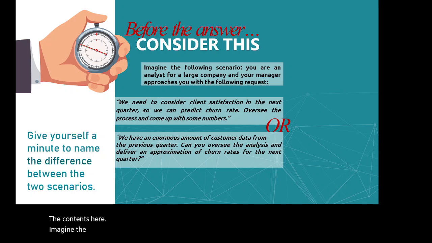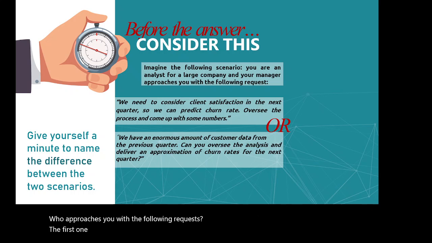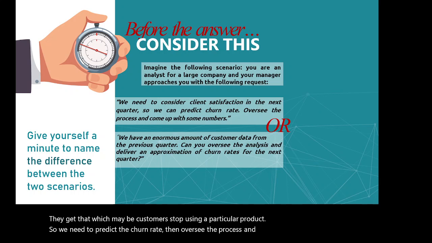Imagine the following scenario. You are an analyst for a large company, and your manager approaches you with the following requests. We have two requests there. The first one is saying that we need to consider client satisfaction in the next quarter so we can predict churn rate. A churn rate is the rate at which maybe customers stop using a particular product. So we need to predict the churn rate, then oversee the process and come up with some numbers.